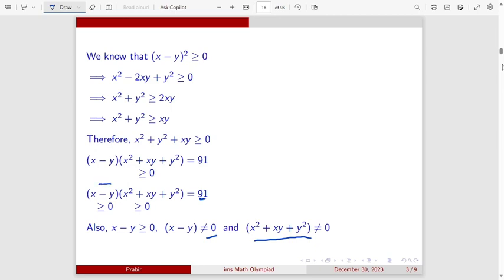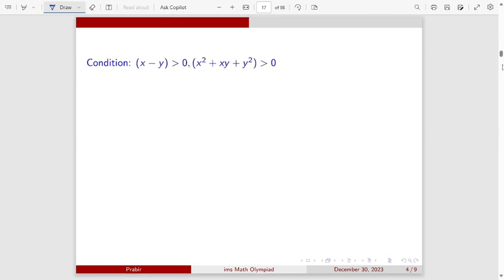And we are getting two numbers which are non-negative, but they must be positive, because if we put 0 here, then any number multiplied by 0 will not get 91, so it will not satisfy the equation. So that's why x square plus xy plus y square and x minus y have to be positive and not equal to 0. So that means we have the condition x minus y greater than 0 and x square plus xy plus y square also greater than 0. Up to this step it is fine. Let's go to the next step.